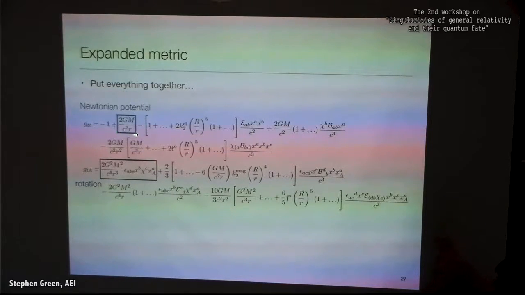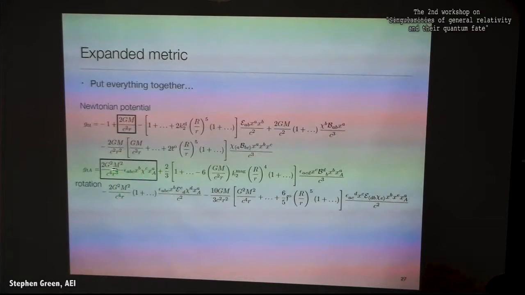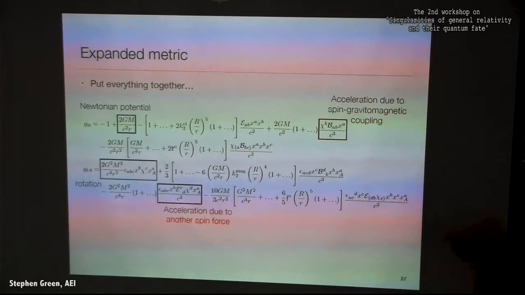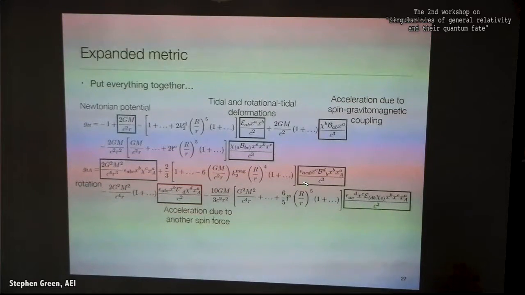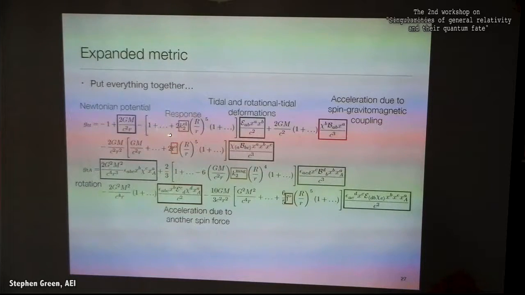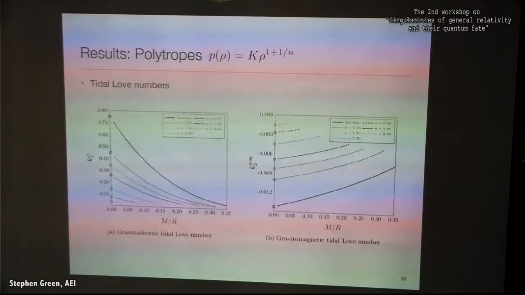It's useful, I think, to just look at this. In the GTT component, we have the Newtonian potential. In the GTA component, we have a rotation term. This is basically the linearized Kerr metric. We have an acceleration due to the spin gravitomagnetic coupling, and we have another spin force coupling appearing over here. And then we have our tidal and rotational tidal deformations. These have as coefficients, well, this one is the coefficient for the quadrupole tide. And then we have the response, which is this decaying part. So these 4 orange Love numbers appear in the metric.